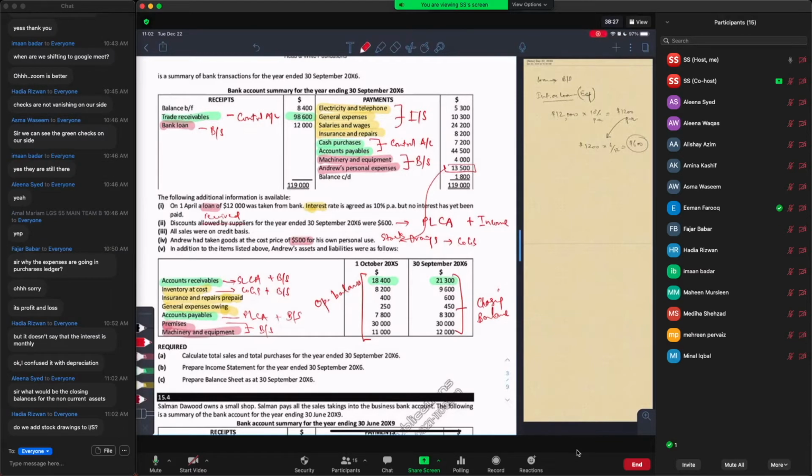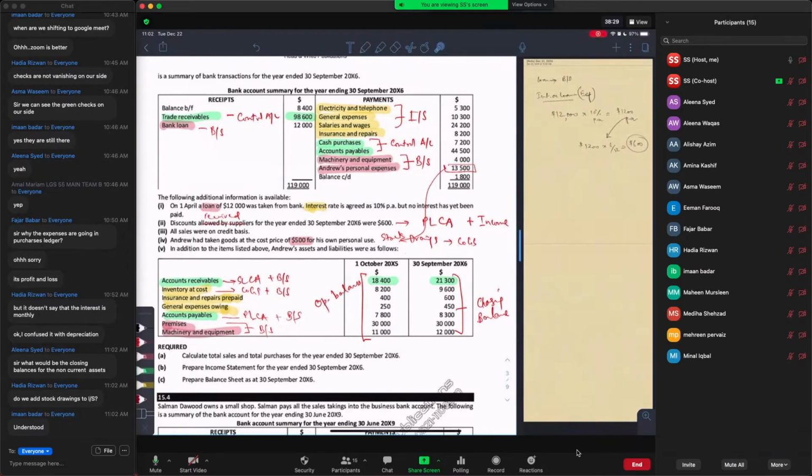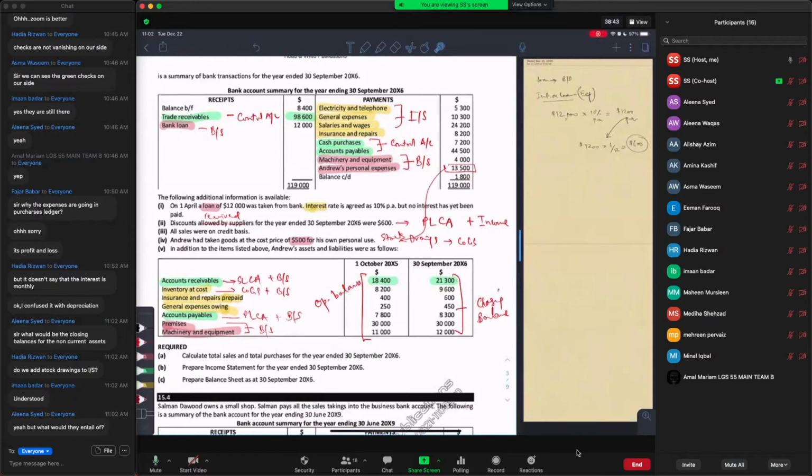What would be the closing balance, Alina Sayyed, for the non-current asset? All of these are your closing balances. You can see the date over here. The closing balances are these ones, and the opening balances are these ones. We will see, it's not necessary that all of the given information is needed. We will see what is relevant to our current analysis and what is not relevant.